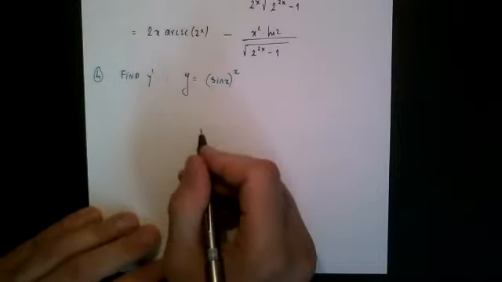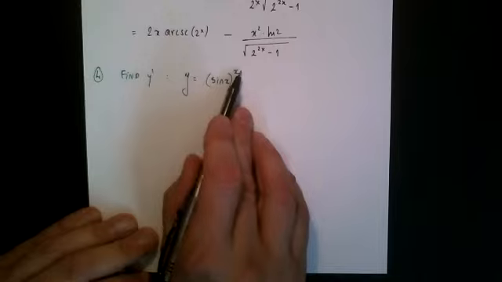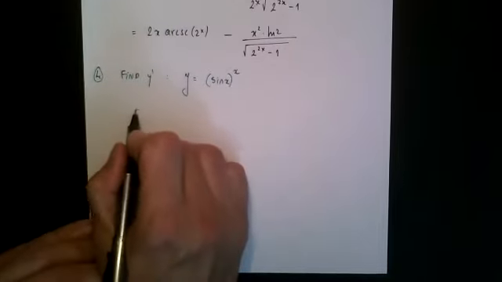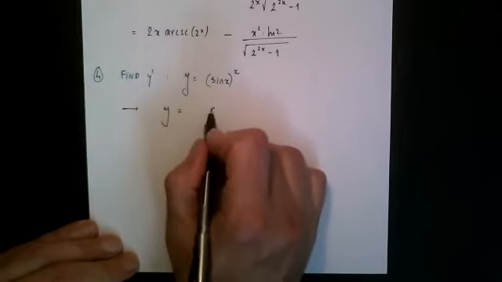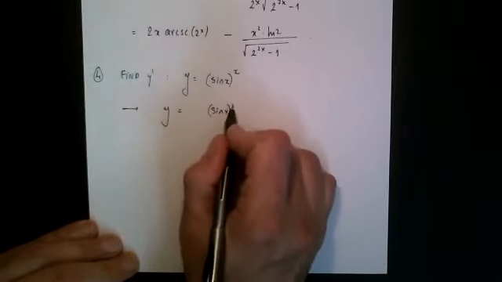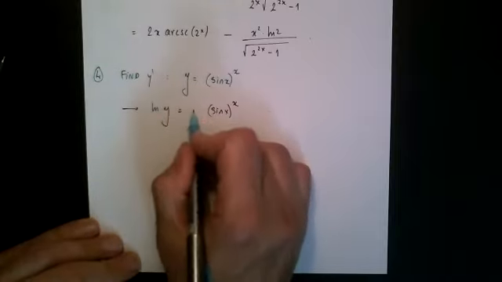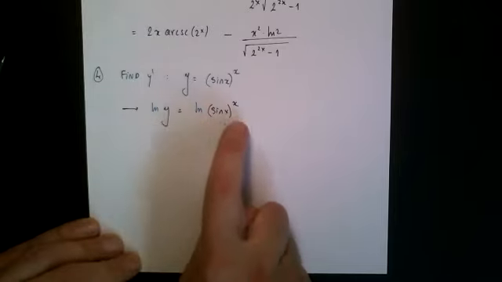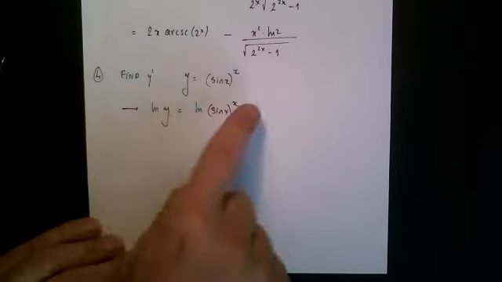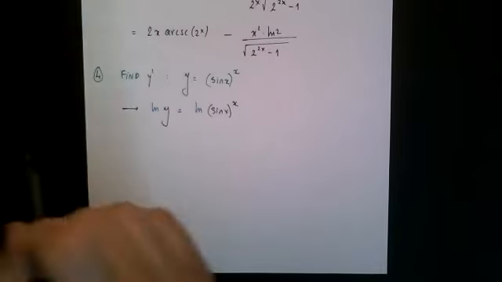So this is what I'm going to do. And every time you see a situation like this where you have an x in the base and in the exponent, you have no choice. You have to do what I'm going to do now. I'm going to rewrite it. y equals sine x to the power of x. And I'm going to put ln on each side. I did not derive yet. I'm just putting a ln on each side. That will allow me to bring down the exponent, thanks to the rules of logarithms.